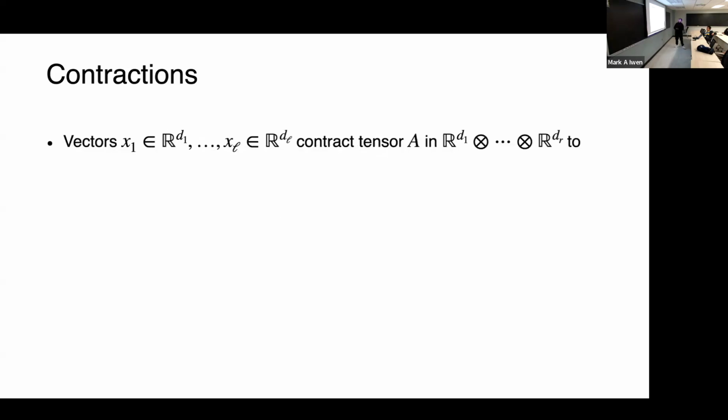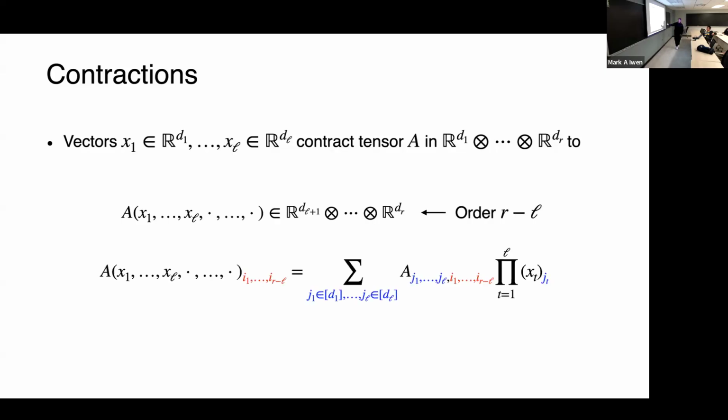More generally, when I have an order R tensor and I have L vectors x_1 through x_L, I can contract and make a tensor of smaller order in a really natural way. I can apply a kind of partial application of x_1 through x_L to the tensor, and I get a smaller tensor. Now I get a natural order R minus L tensor from the original tensor. I can write out this giant sum just to make it literal, but it's the really natural thing: I'm summing out directions using these fixed vectors.